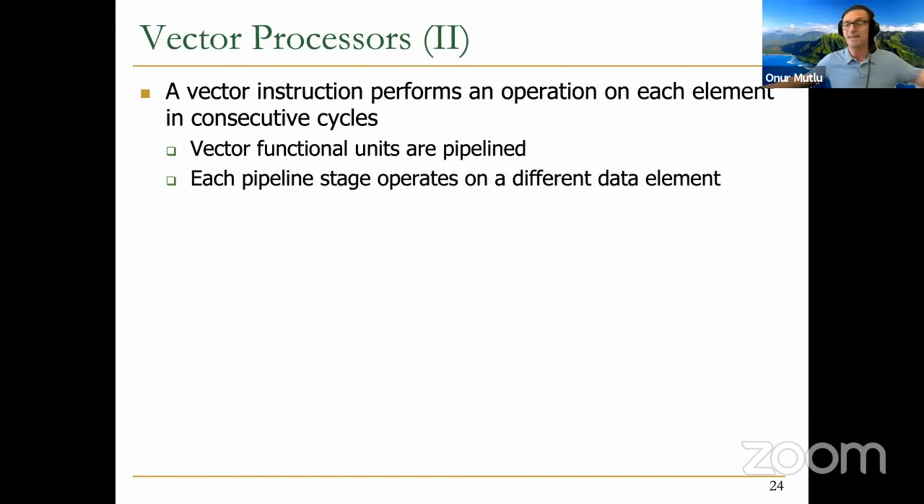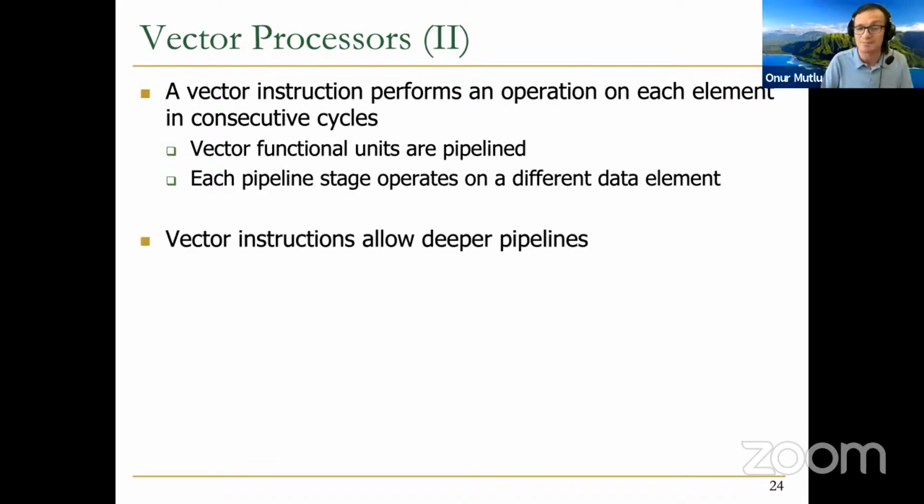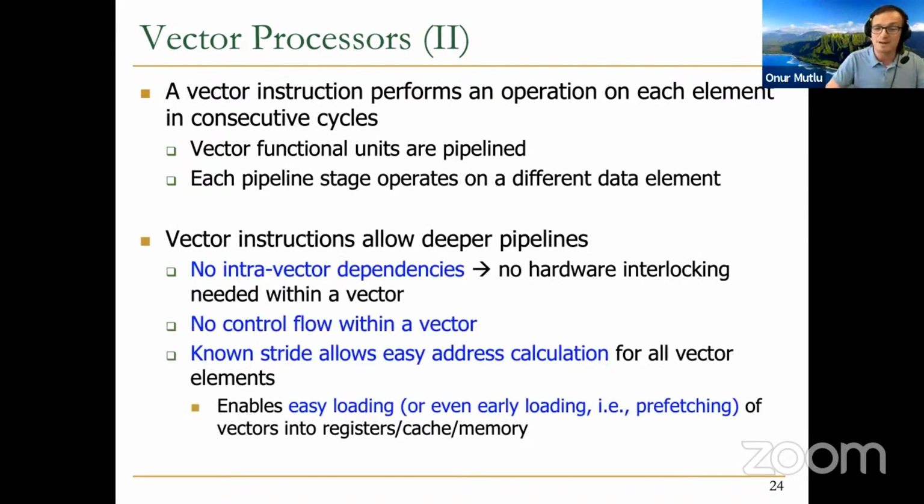And you can pump in one element at a time, and your pipeline could be as long as possible without the penalties of a long pipeline. So vector instructions allow deeper pipelines because you don't have any intra-vector dependencies. So there's no hardware support needed for interlocking within a vector. You know that these operations are completely independent of each other because of the programming model. It's SIMD. It's beautiful. There's no control flow within a vector because you know that you're supposed to do all of these operations. There are no branches, basically.